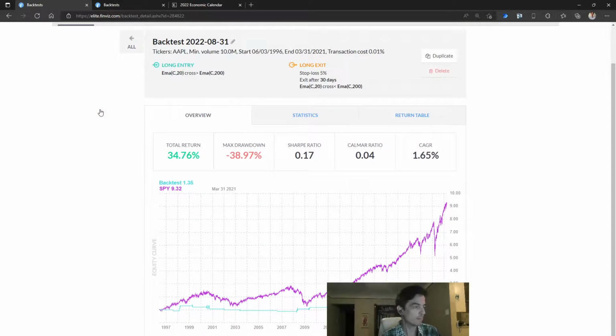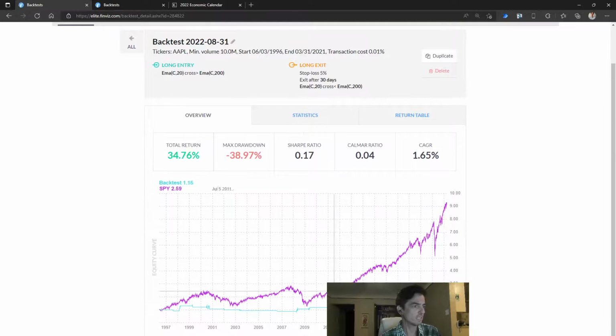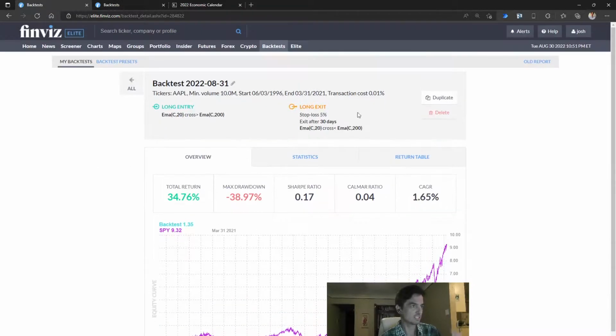Let's see. Now this is running for 20 years, so it's not really the S&P, which is like 200, 300% over that time frame, and I've got 34%. That's absolutely abominable. However, max drawdown 38%. Yeah, this is just nowhere. After 20 years, obviously from 1996 to 2021, you should have a better return than that. Otherwise, why are you wasting your time?